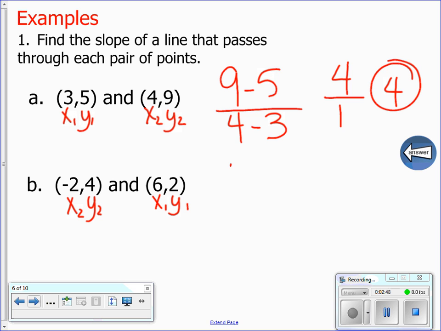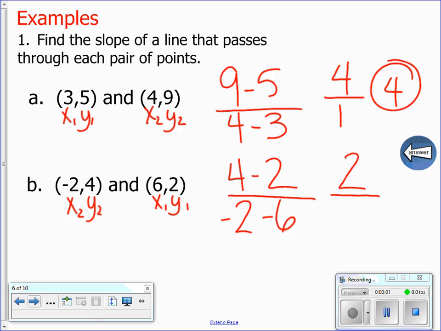I could also decide that this is x1 and y1, and this is x2 and y2. So in this one, I would say 4 minus 2, y2 minus y1, over x2, negative 2, minus 6. 4 minus 2 is 2. Negative 2 minus 6 is negative 8. So my slope is negative 1/4.